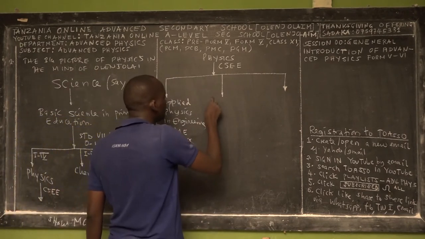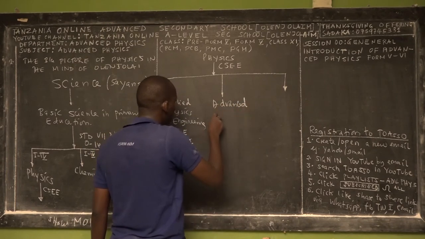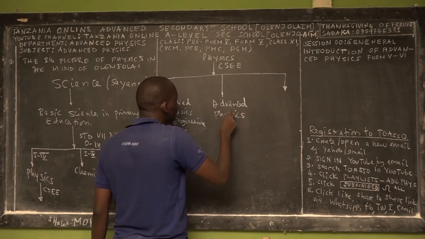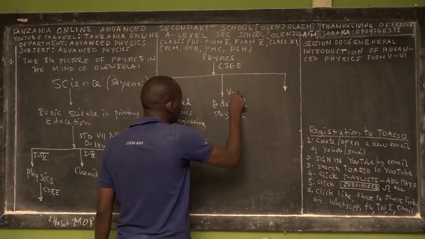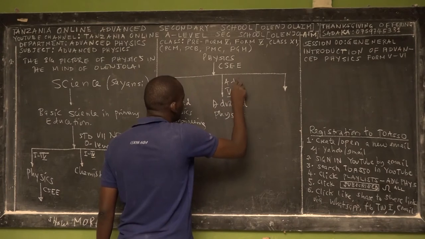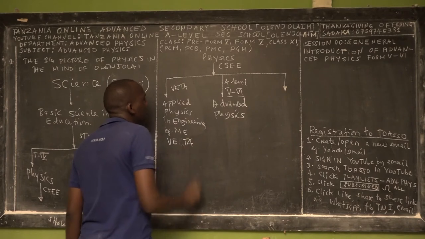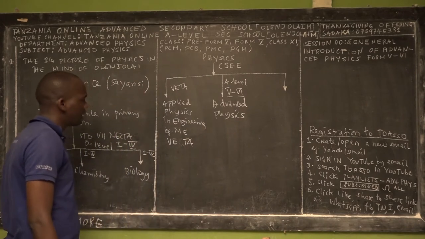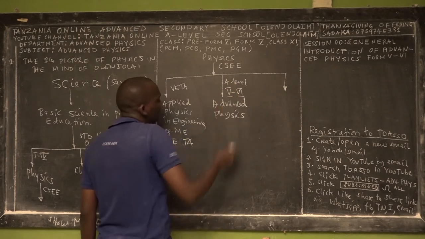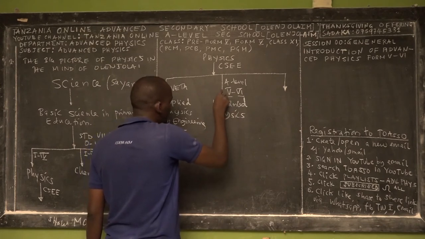The second route, you can study the subject called advanced physics. The one that we're teaching you, advanced physics, and this is A level from form 5 to form 6. So this will be A level. So advanced physics, it's A level. We call it A level physics or pure physics, whatever you call it. So this is the point where we are right now.